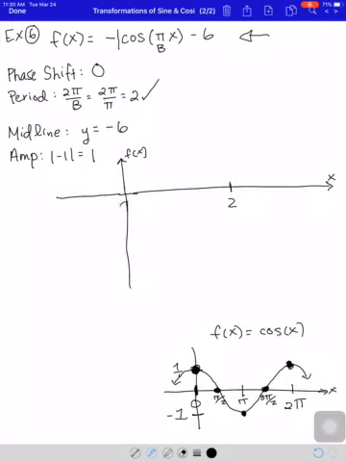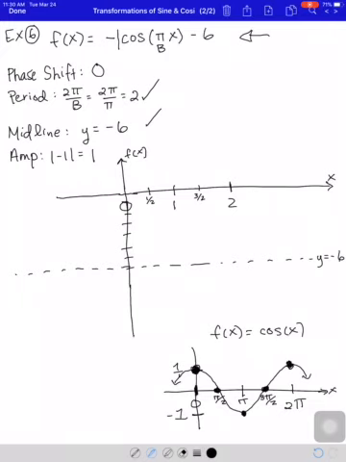And I have to break up this interval from 0 to 2 into 4 equal segments. So I know halfway in the middle is 1, halfway between 0 and 1 is 1/2, and halfway between 1 and 2 would be 1.5, or if you like fractions, that would be 3/2. Okay. Let's also draw that midline of y equals negative 6. So 1, 2, 3, 4, 5, 6. y equals negative 6.